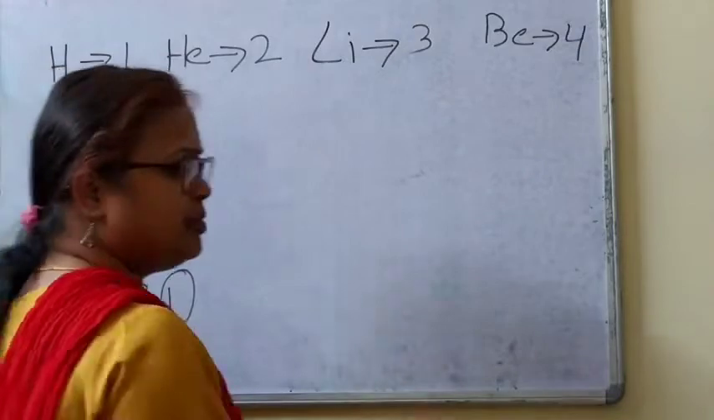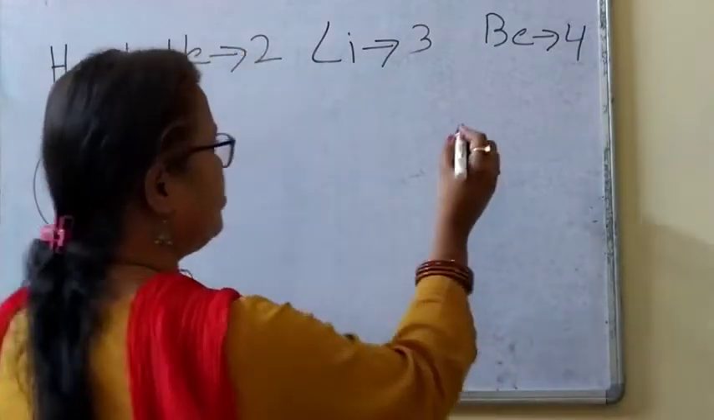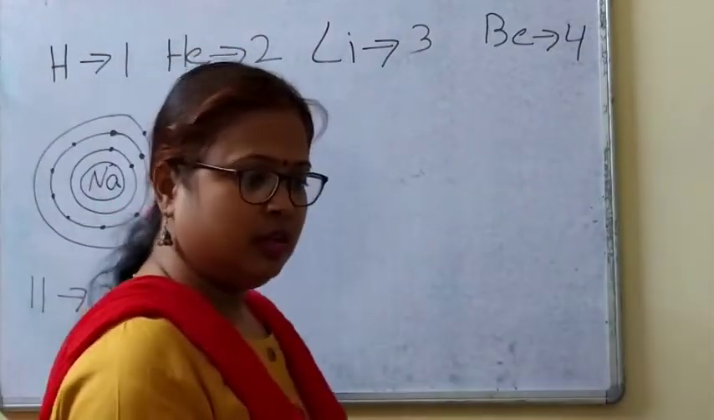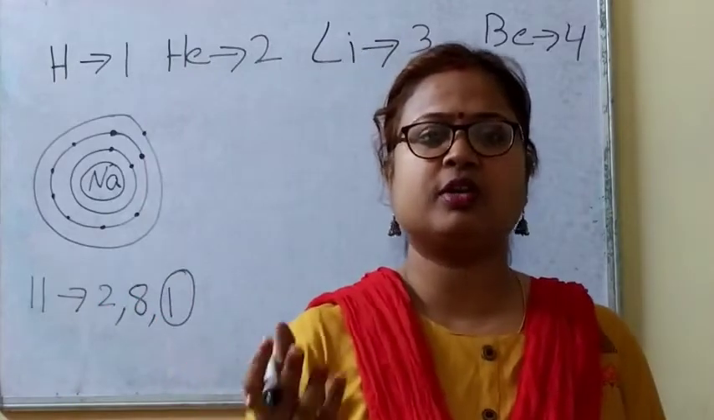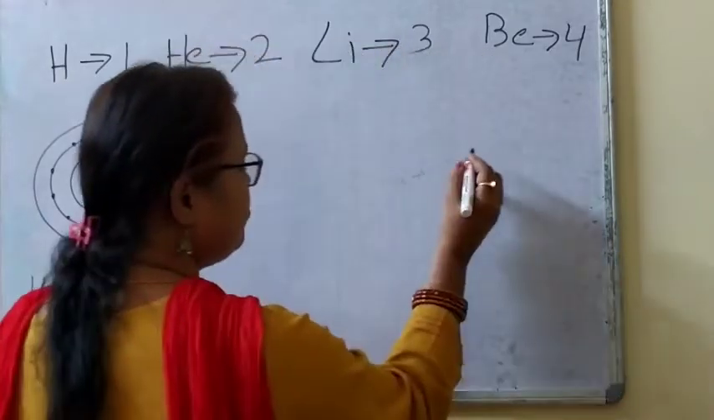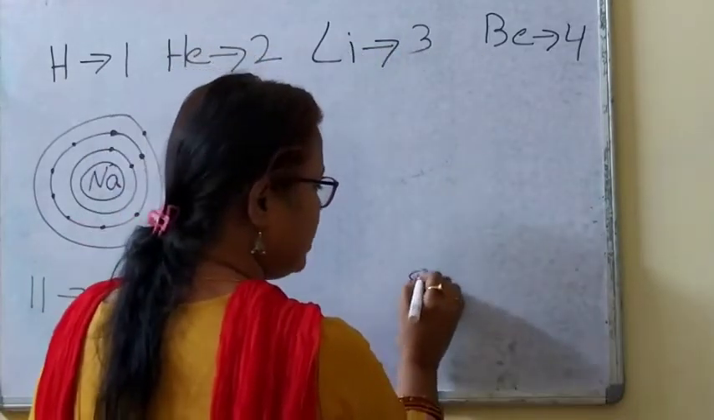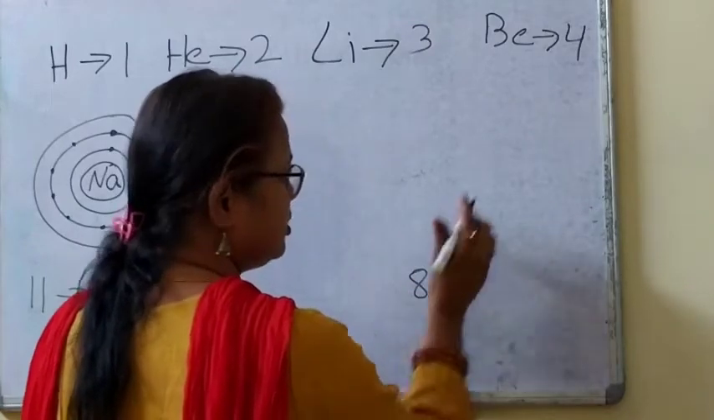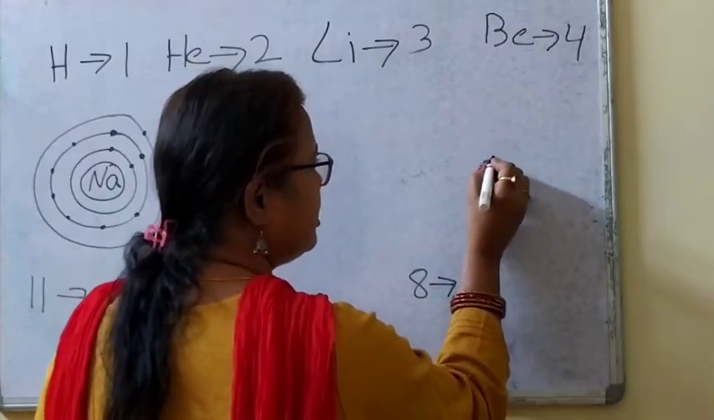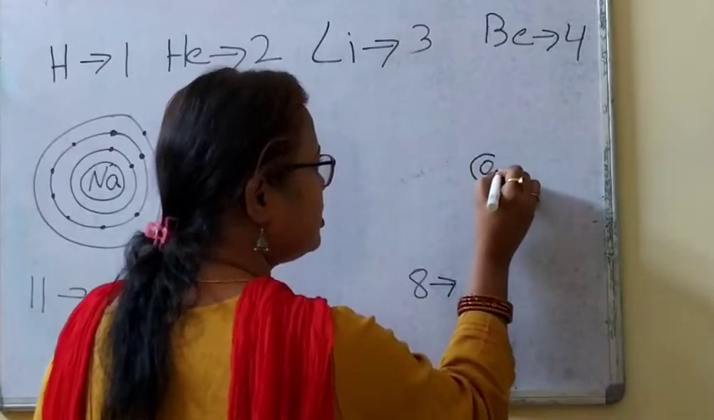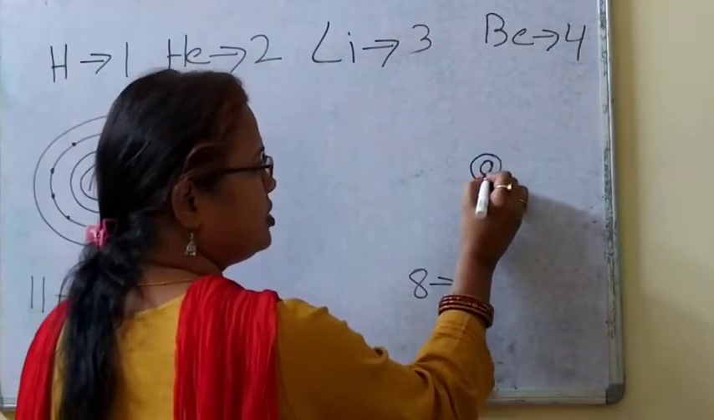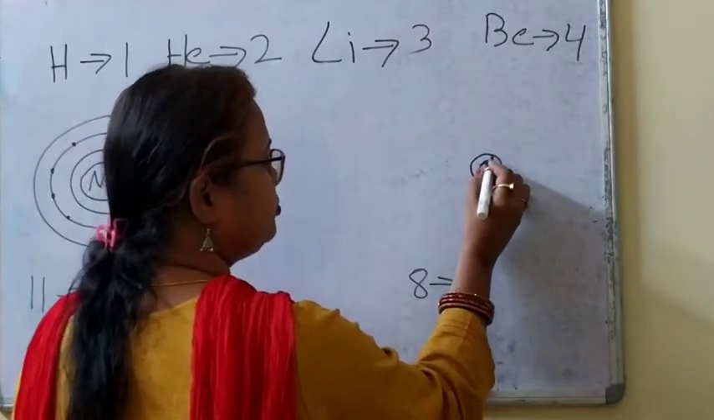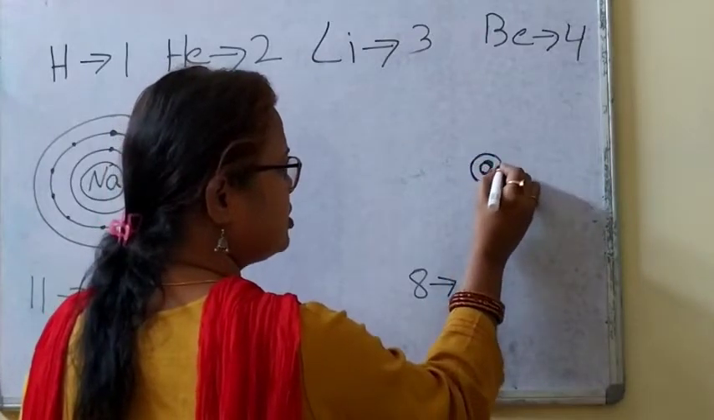Take another example, like oxygen. I'm taking the example of oxygen. So the atomic number of oxygen is what? 8. Clear? So remember, this is oxygen and this is the atomic number of oxygen. This is oxygen and this is the nucleus. Clear? Nucleus of oxygen. This one is the nucleus of oxygen.